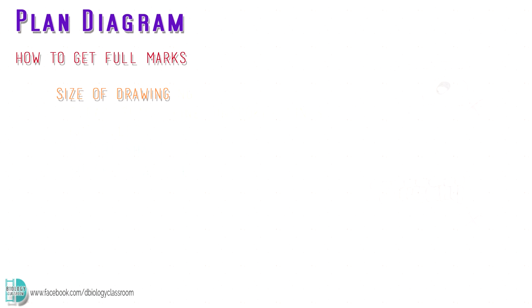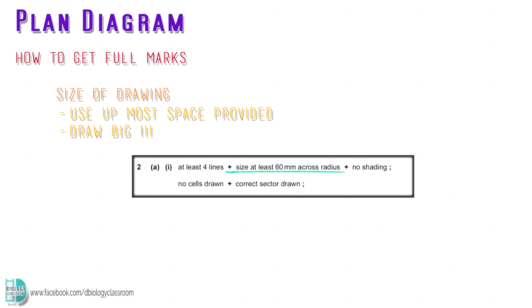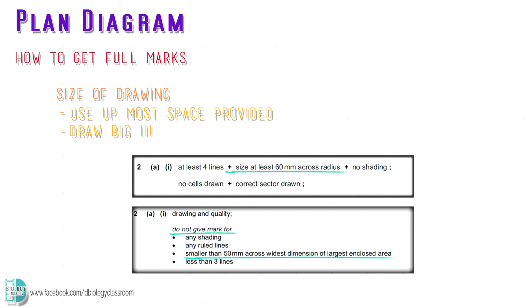Number 2, the size of your drawing. You should use up more space provided. In another word, make your drawing as big as possible. In a marking scheme, there's usually 1 mark given for the measurement of your drawing. As long as you exceed the minimum measurement, you will get this mark.